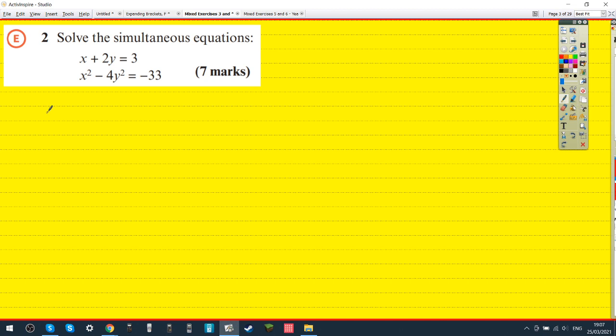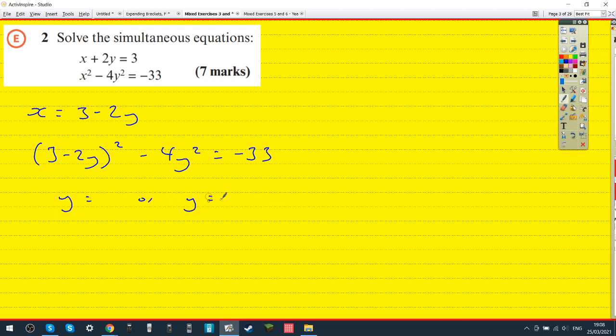So for this, would you want to make x the subject? Okay, yeah. The top one. So it becomes x equals 3 minus 2y. Then you substitute. Wait, can you substitute x into x squared? And then does that become an expanded bracket? Yeah, what is the bracket? 3 minus 2y and then 3 minus 2y. Great. And you would fully expand that bracket, fully solve it, and you'll get two answers, y equals something or y equals something. Would that be 7 marks?